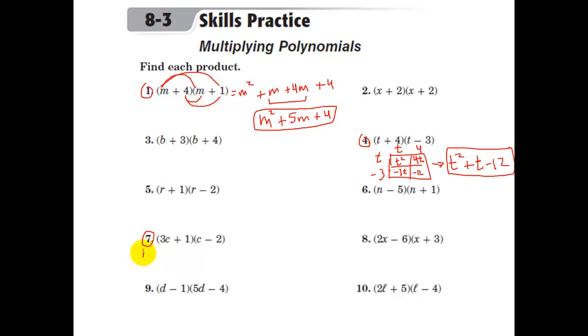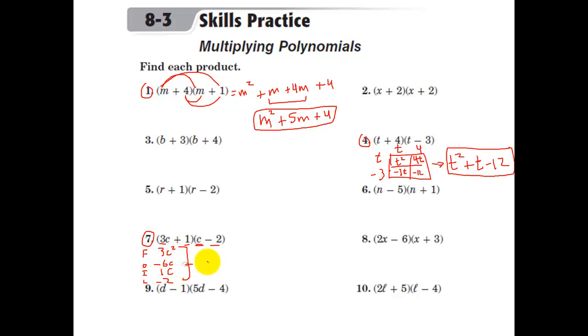I'll do FOIL, so I can write out FOIL. So F is first, so first times first. 3c times c is 3c squared. Outers is 3c times negative 2, which is negative 6c. Inners is this one times this one, 1c. And last is 1 times negative 2, which is negative 2.